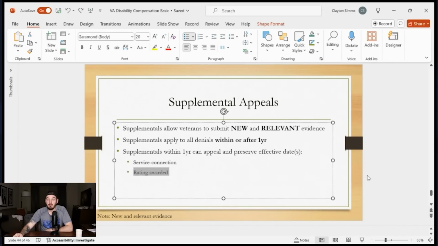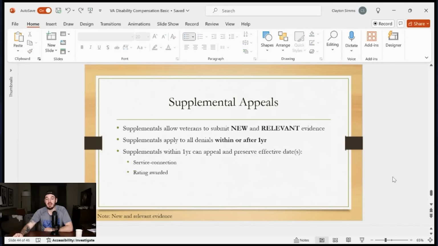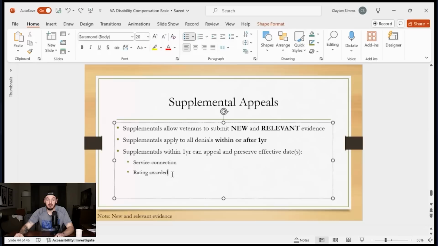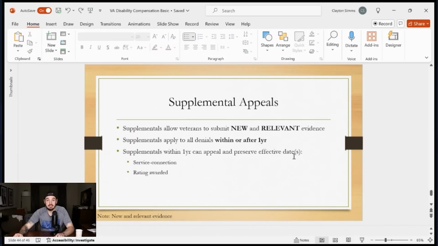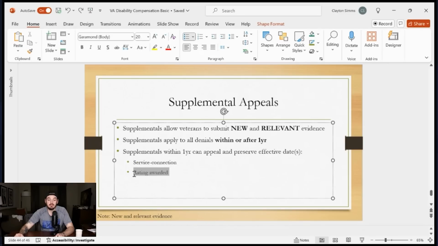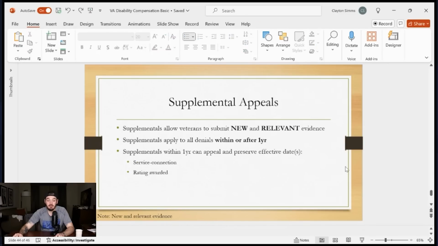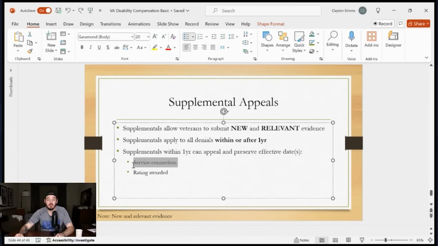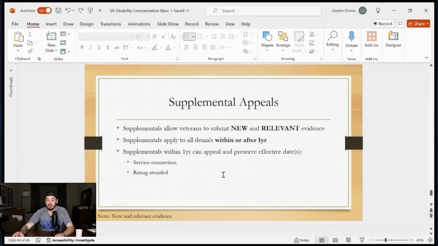And then the rating being awarded, if it's within that 1 year, you need to submit new and relevant evidence. Okay. After that 1 year time frame goes, the rating being awarded is gone. At that point, it becomes an increase. In this case, within 1 year preserves the effective date, but supplementals will really shine for service connection. And that's where supplemental appeals are for.